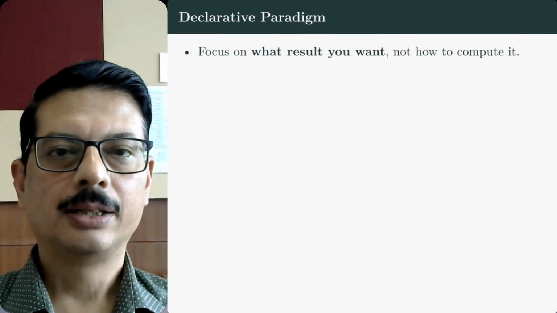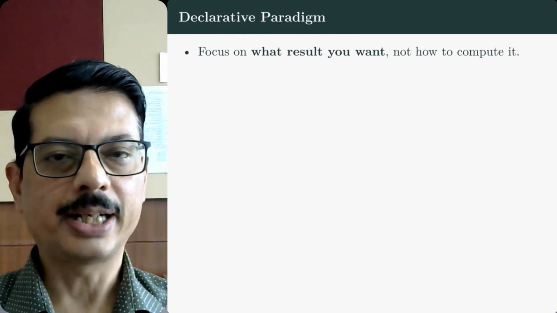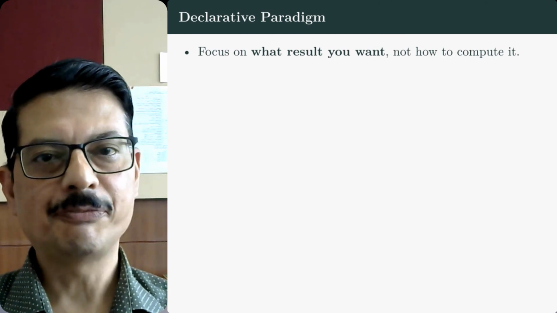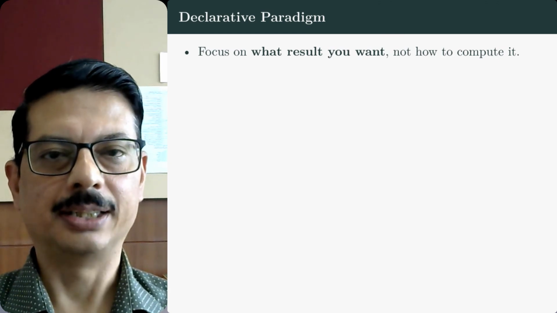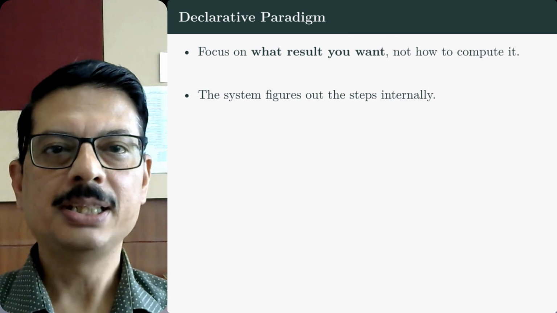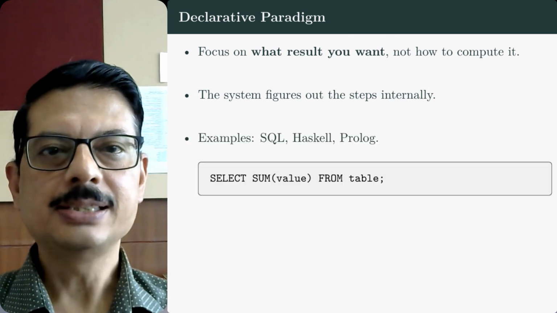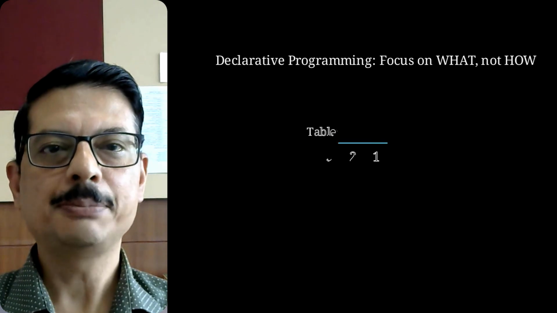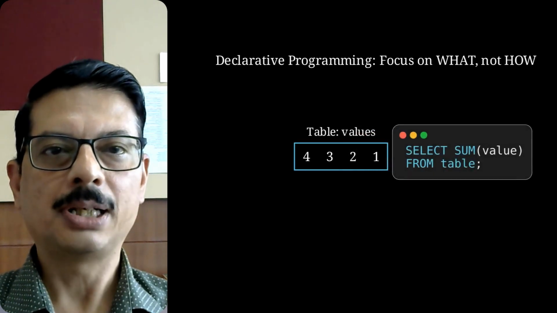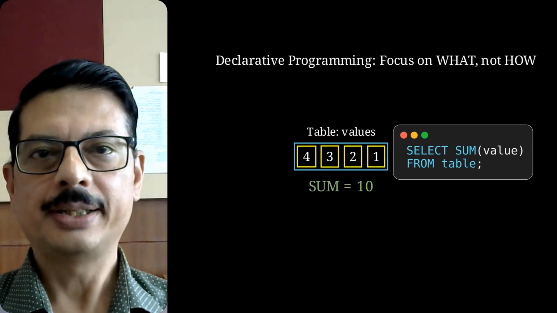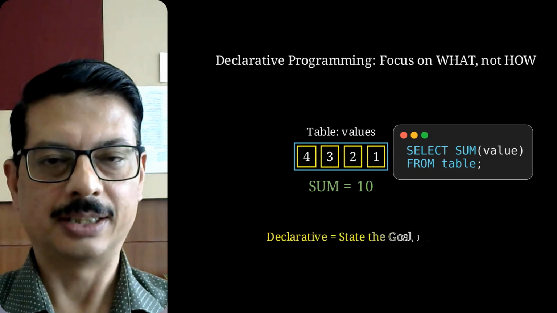In contrast, declarative programming is about describing what result you want, not how to get it. The system figures out the steps internally. Let's take two examples. First, summing numbers in SQL. I can simply write a query as select sum of value from table. That's it. I don't describe the loop or the variable updates. I just declare my intention, give me the sum, and the database figures out the steps internally.